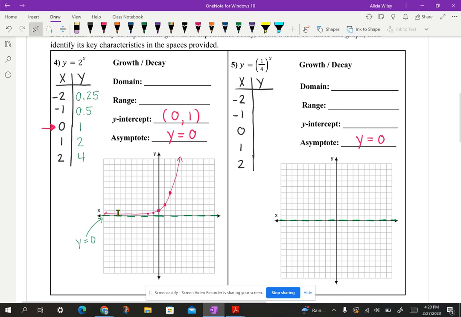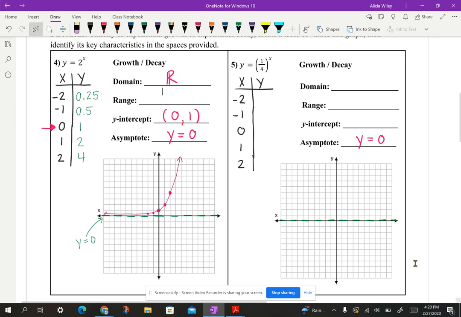The domain is how far the graph is going left and going right. It's going to go left forever. And because as it goes up, it's also going to the right forever. That means your domain will be all real numbers.